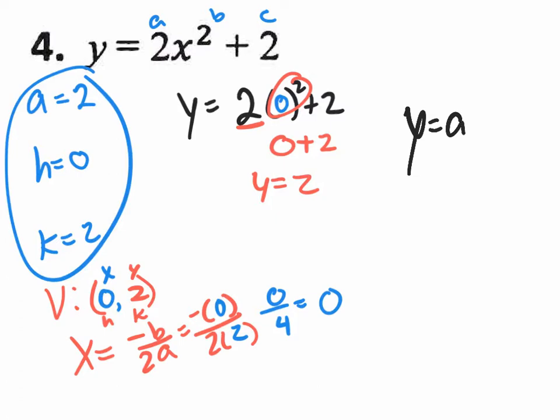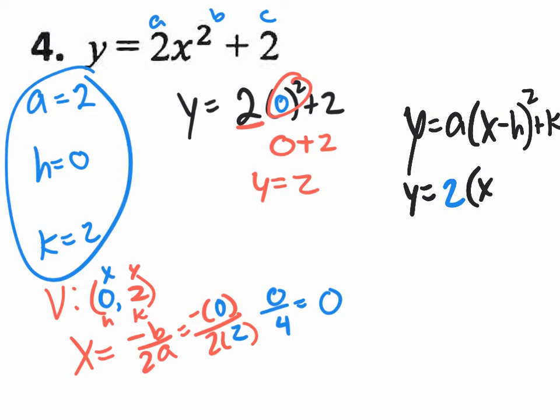y equals a parentheses x minus h, close parentheses squared plus k. So you have y equals the a value is 2, open parentheses x minus h. What's h? 0. Close parentheses squared plus k. What's k? 2. Plus 2. So this is your equation.